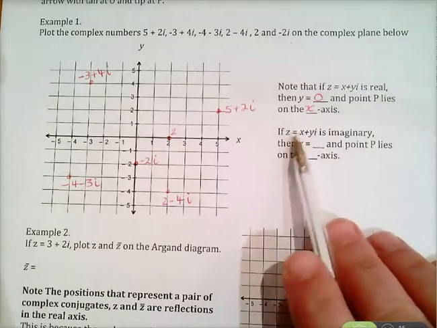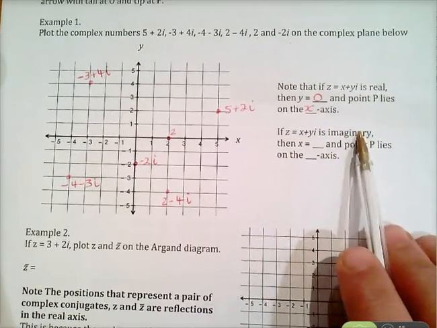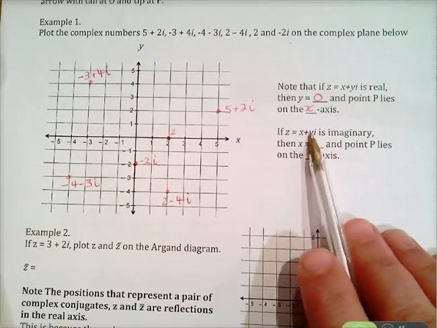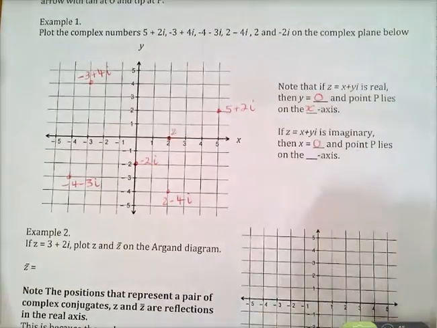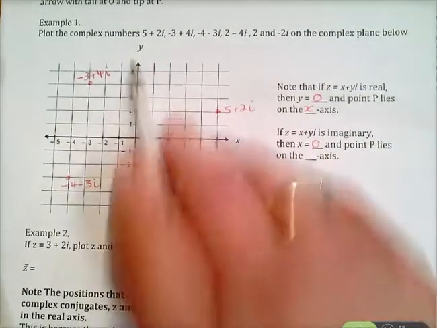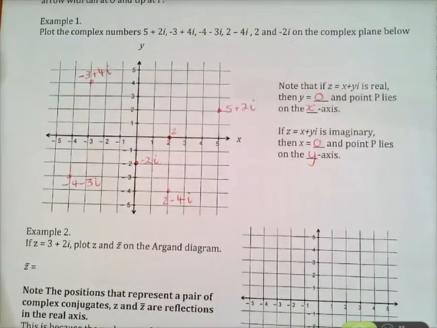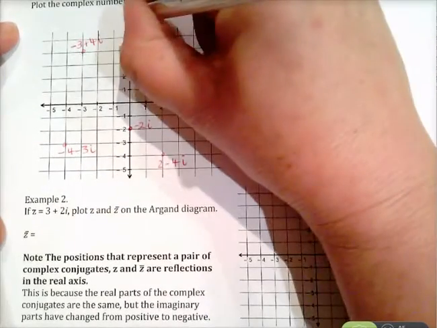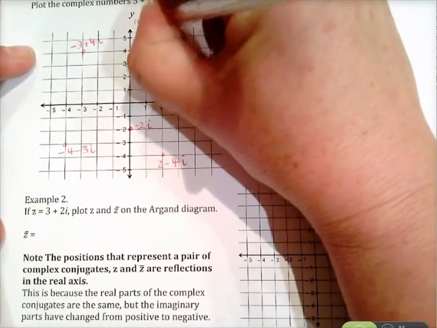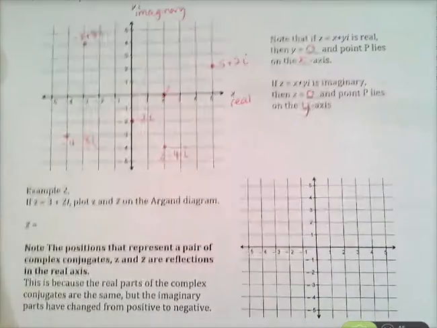However, if z equals x plus yi is purely imaginary, then it'll just have the yi component and not the x component, and so x would equal 0, and the point would lie on the y-axis. Just noting here that x is for the real and y is imaginary, and we can even write it as yi.